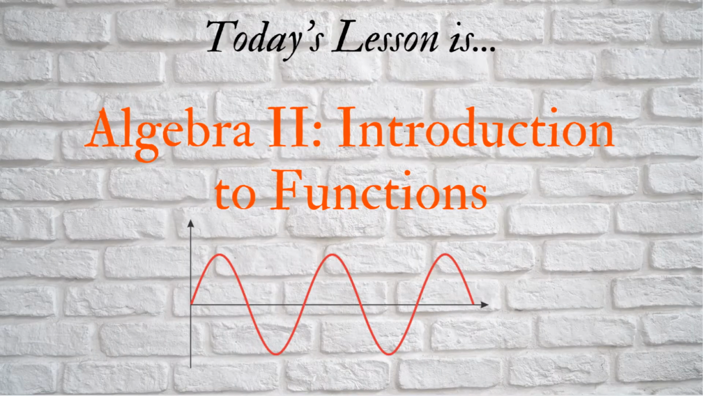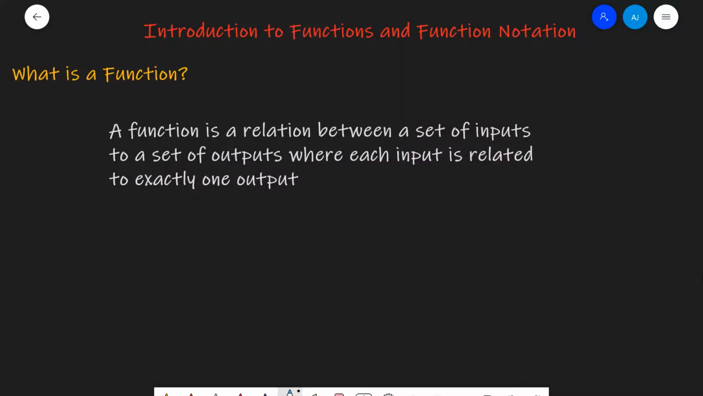Today we'll be talking about an introduction to functions and function notation. So what exactly is a function? A function is a relation between a set of inputs and a set of outputs where each input is related to exactly one output. If you apply this definition to graphs, you could say that a function is where each x value in the given relation has exactly one y value.